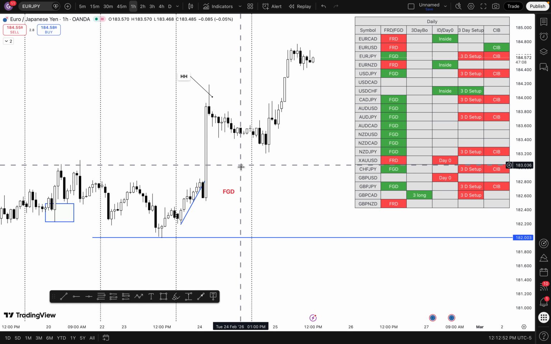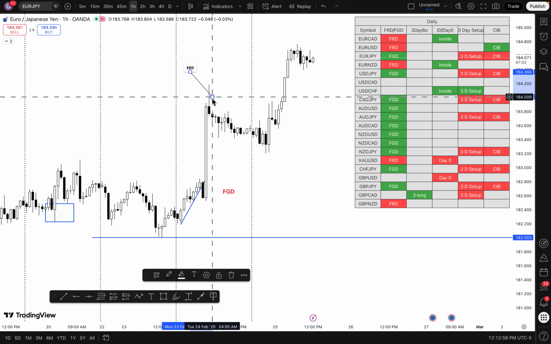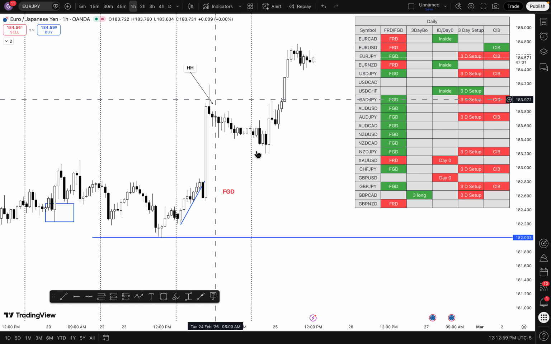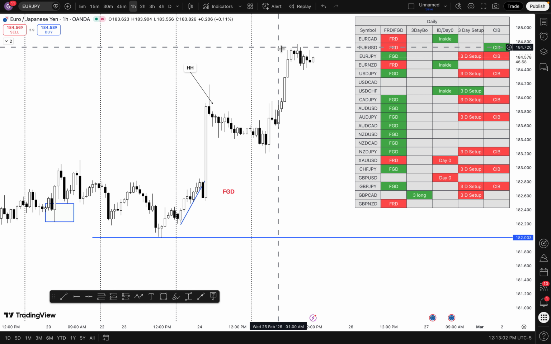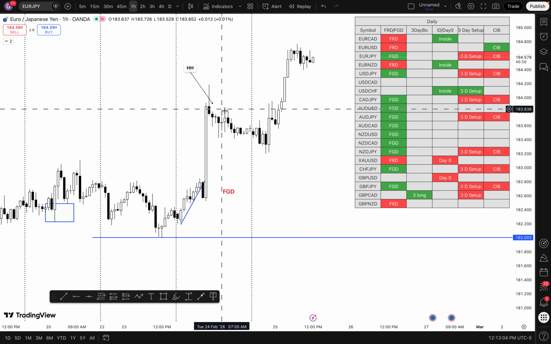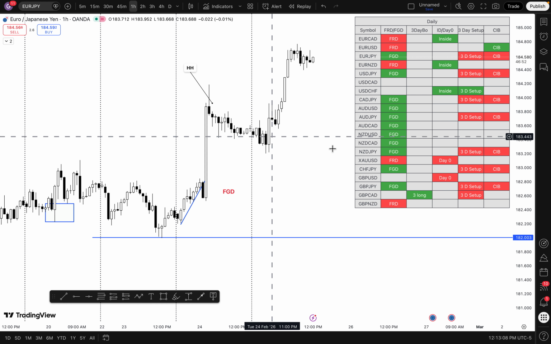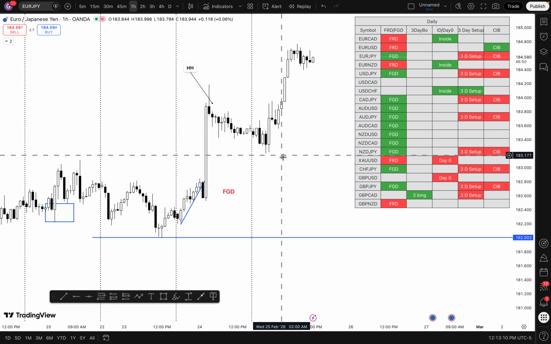So we have a higher high already made after a dump, coil and pump, which gave me the signal to continue buying the JPYs, for those of you who got that message. But why do we see a 3-day setup?